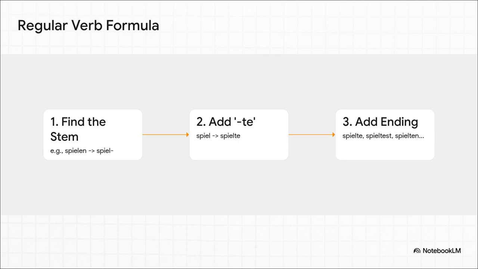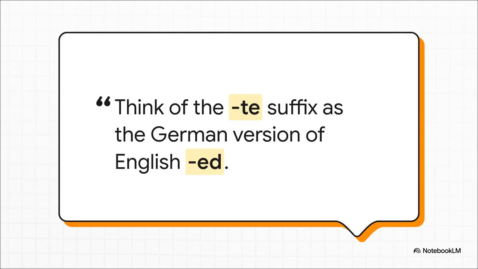Step 1. Take your verb, like spielen, and chop off the ending to get the stem, spiel. Step 2. Add the special past tense marker, which is te. And step 3, just sprinkle on the usual personal ending for whoever's doing the action. That's it. This right here, this is the golden rule.